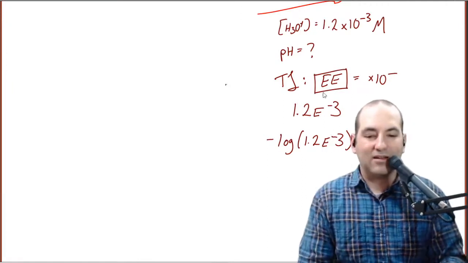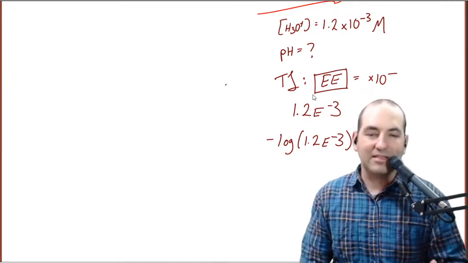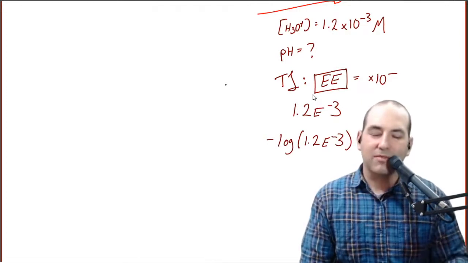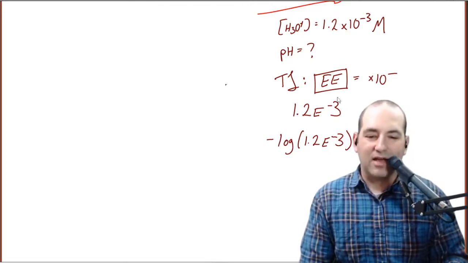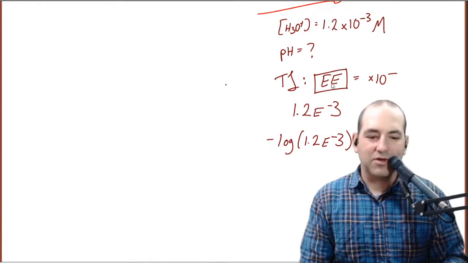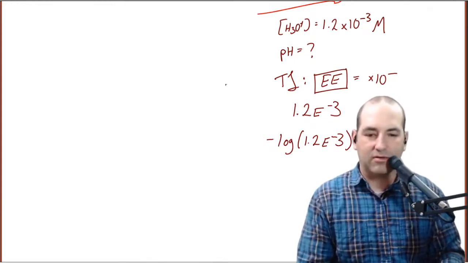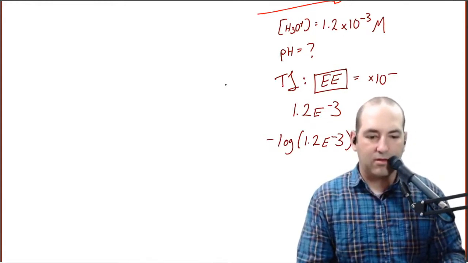Notice that this is not a lowercase e. Lowercase e is a constant, 2 point something, and that is not what we're talking about. It's this capital, like 2 capital E's in a row. See if you can do it with that one. Okay, great.